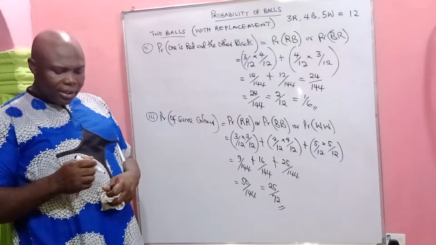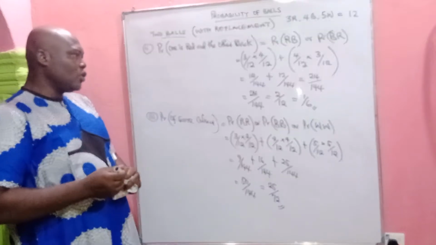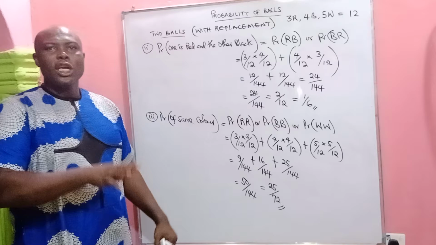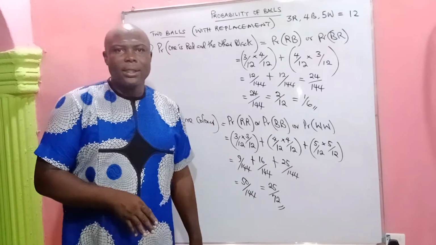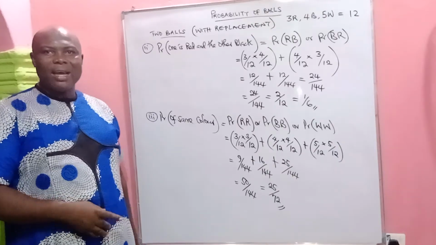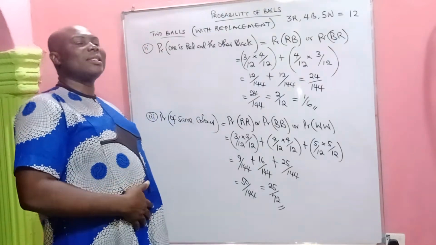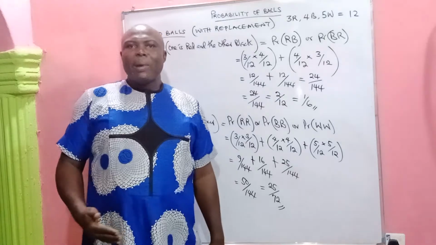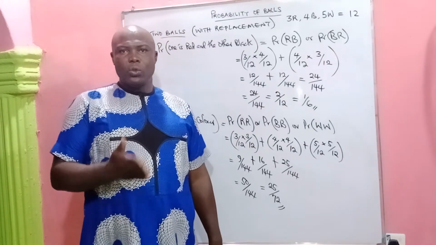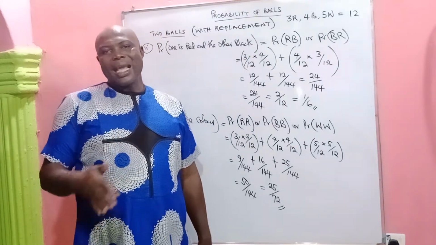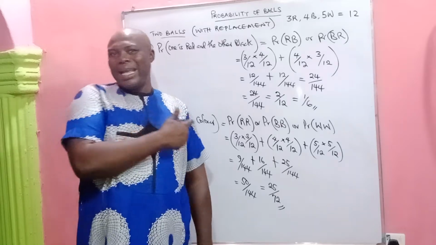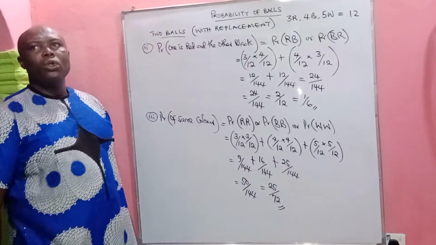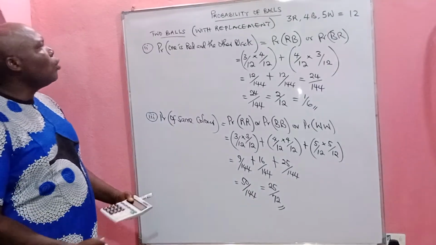Remember, in probability, you must always reduce your fractions to the lowest term. And I've told you that probabilities will always be proper fractions. You will never have an improper fraction as an answer in probability, because proper fractions range between 0 and 1. They are not less than 0 and not greater than 1. Take note of that.